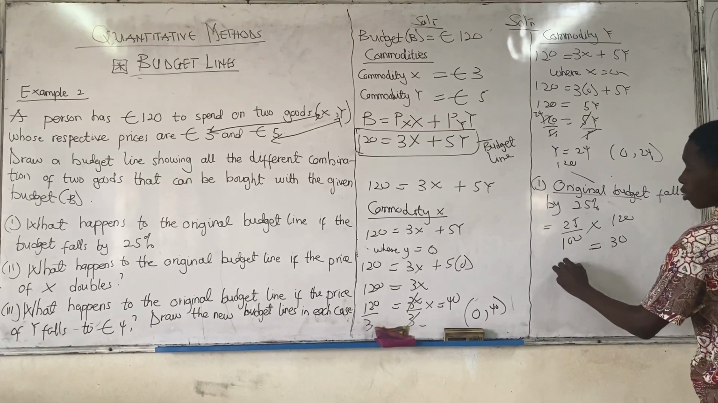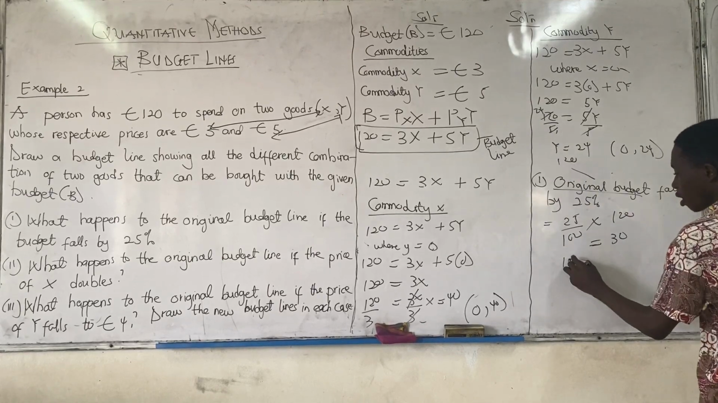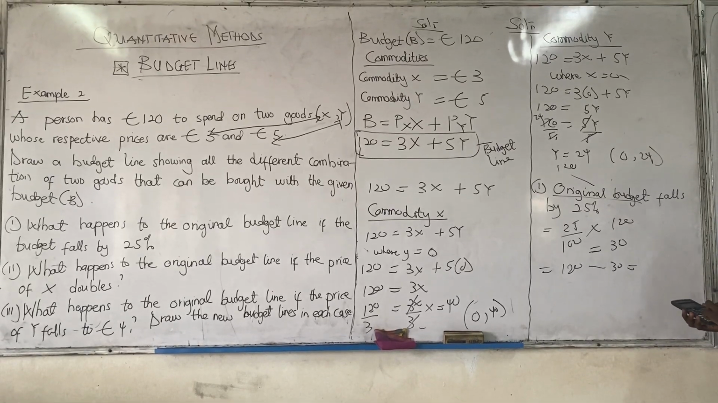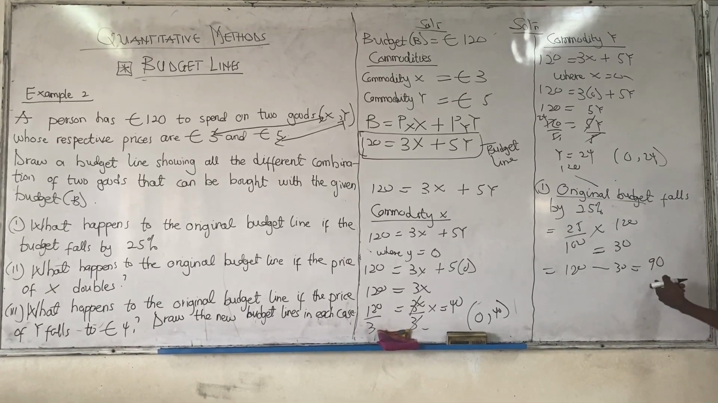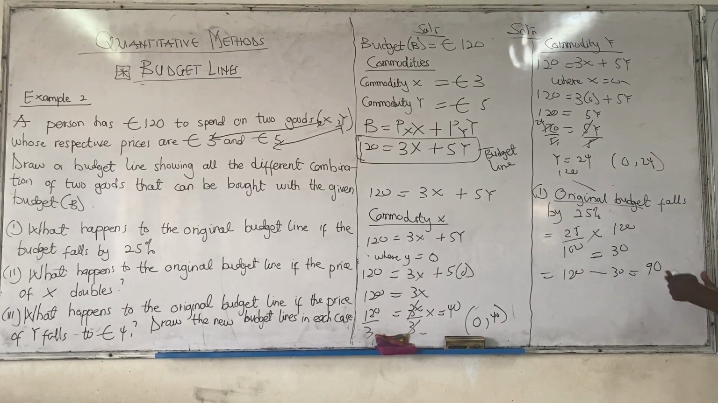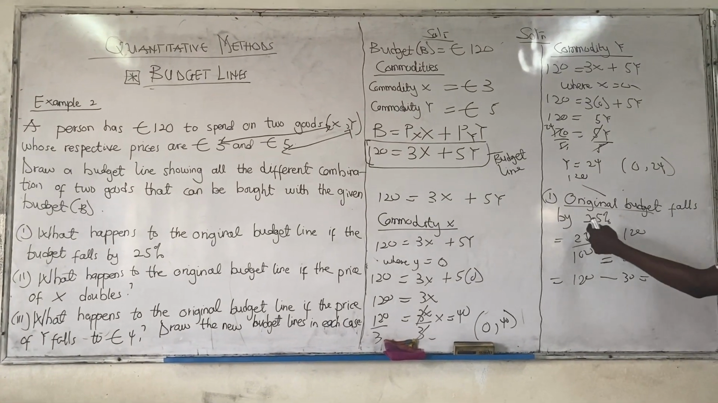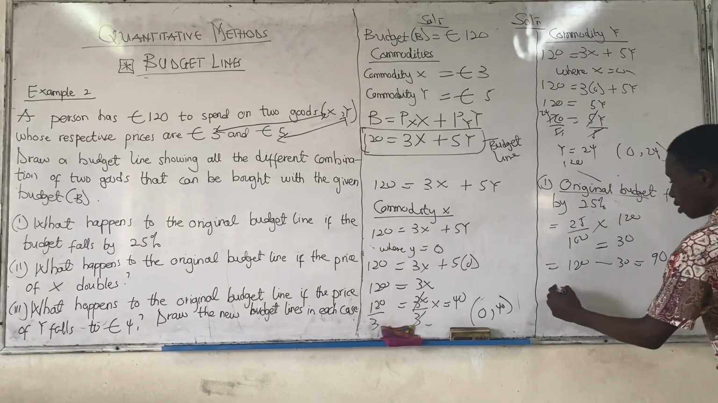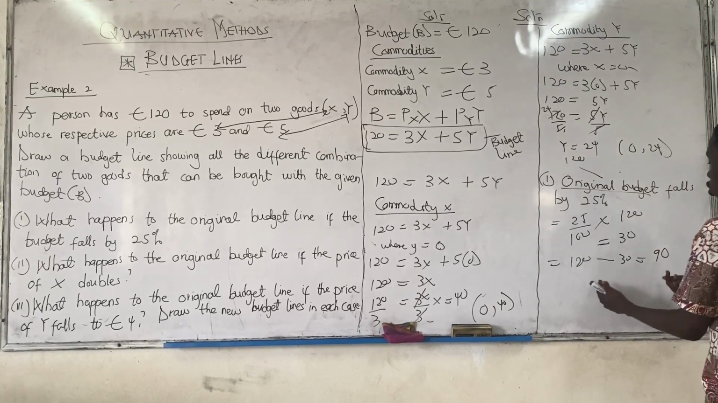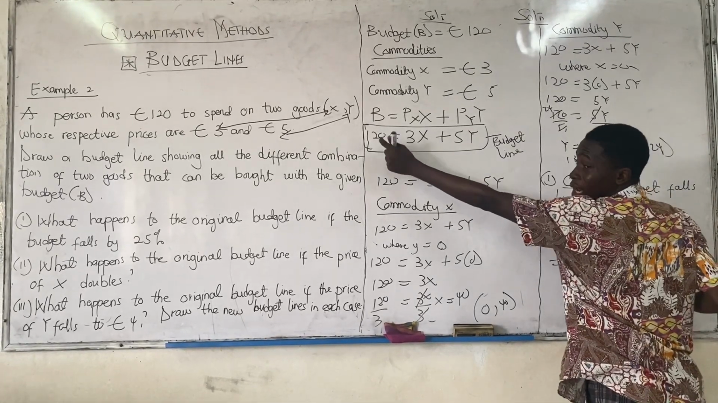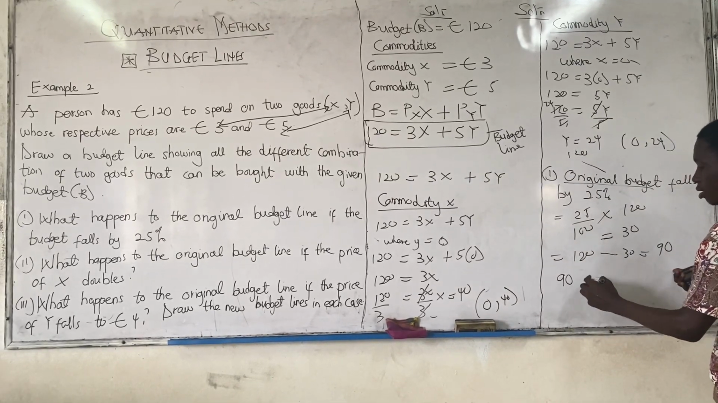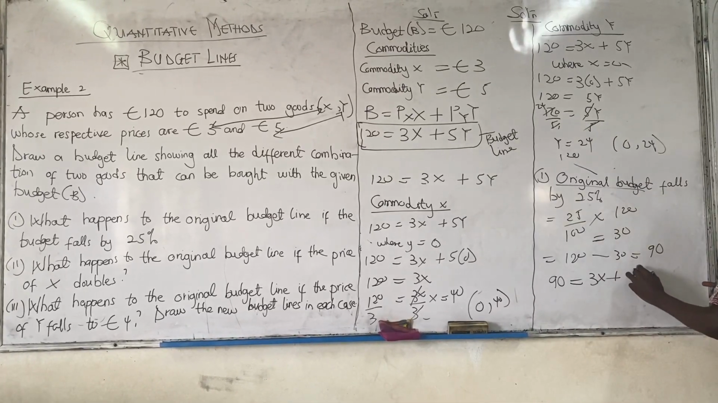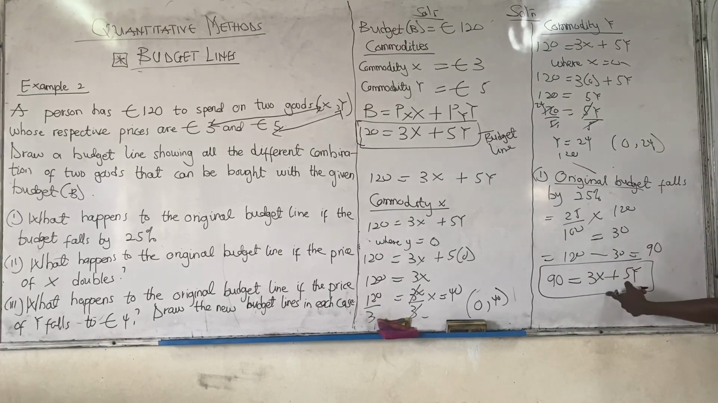So the budget itself is 120, so 120 minus 30, you are getting 90. So definitely this becomes your new budget as a result of the fall of 25%. We know now our new budget is 90. So you're not going to still maintain the 120. It's now 90 equals 3x plus 5y. So this becomes our new budget line for the I.